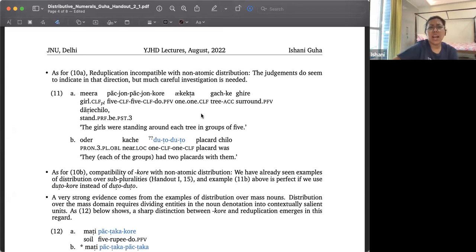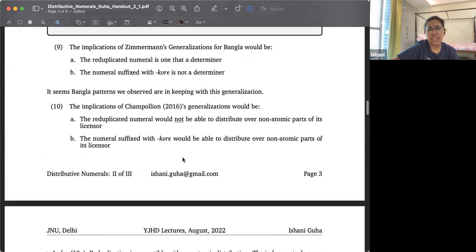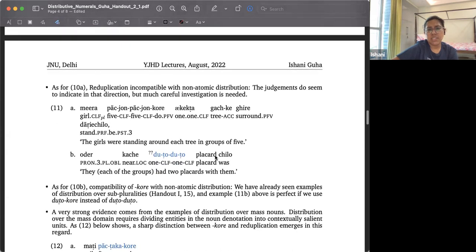So I'm not very clear if 10a actually holds, that is, whether reduplicated forms are actually bad in Bangla to do non-atomic distributivity. So I have this example. I do not have very strong judgments here, just very vague judgments. So I won't really build my theory based on this, but nonetheless I'll tell you what it is.